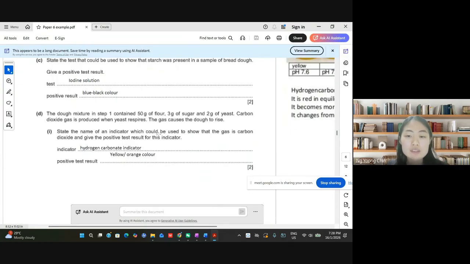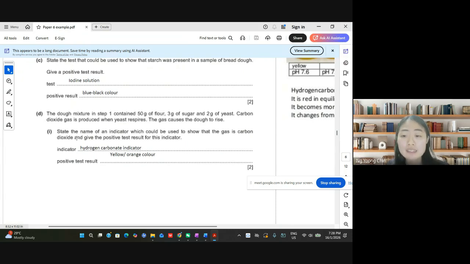So that's why, if there is a presence of carbon dioxide in that area, it will change the indicator color to yellow or orange. You can say yellow color or orange color, up to you. But you cannot say red color or purple color, because those colors belong to the alkaline solutions.